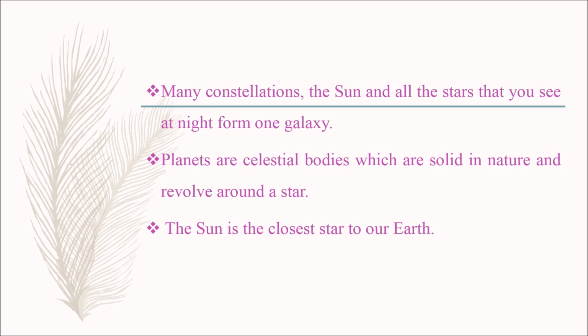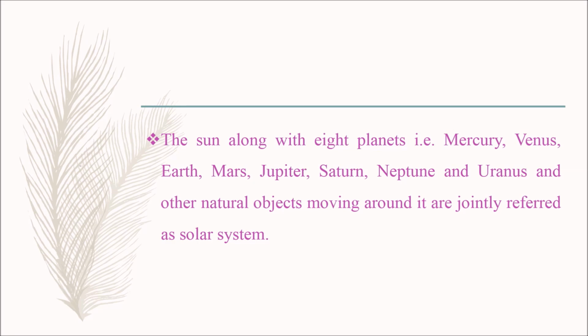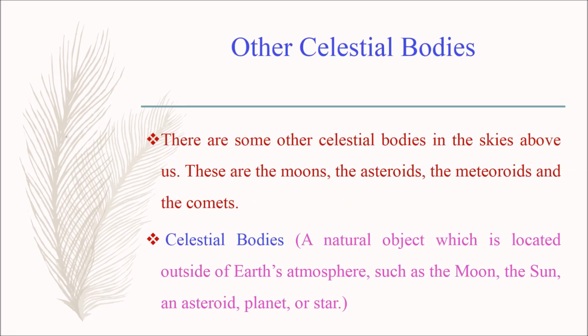Then the sun is the closest star to our earth. Here closest means nearest. The sun along with 8 planets, that is Mercury, Venus, Earth, Mars, Jupiter, Saturn, Neptune and Uranus and other natural objects moving around it are jointly referred as solar system. Other celestial bodies. There are some other celestial bodies in the skies above us. These are the moons, the asteroids, the meteoroids and the comets.